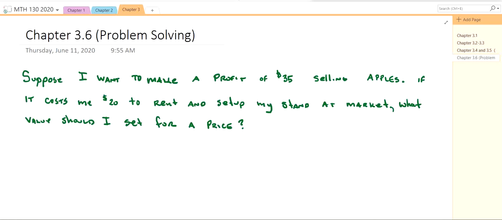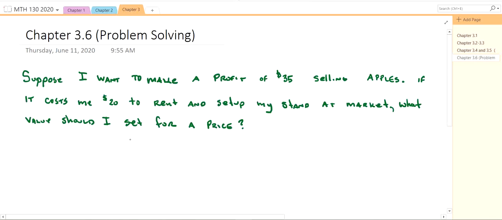Okay, 3-6, we talk about problem solving. So let's start with some problem here. Suppose I want to make a profit of $35 selling apples. It cost me $20 to rent and set up my stand at the market. What value should I set for the price?